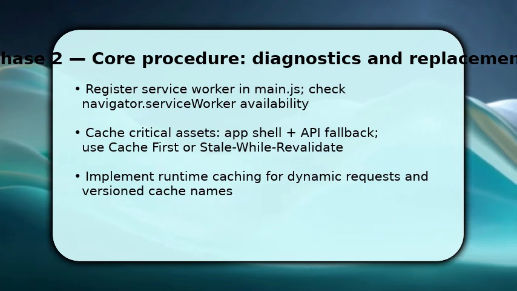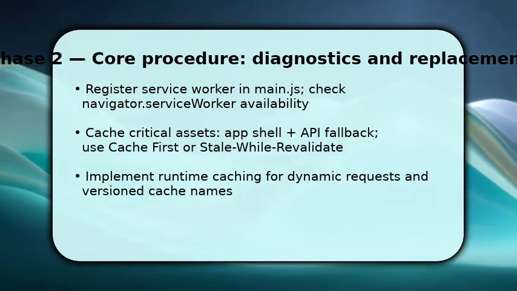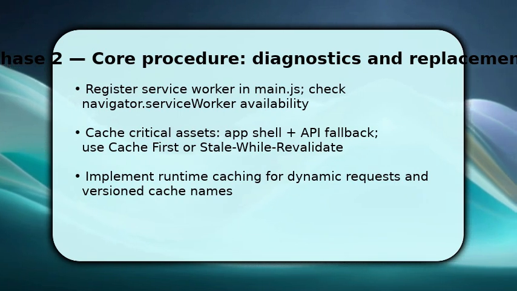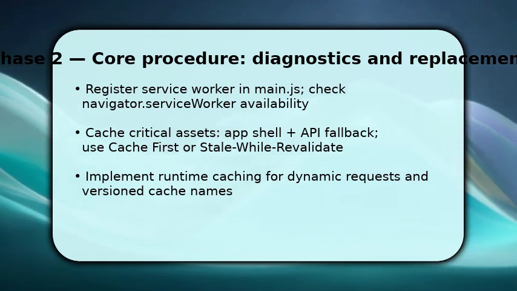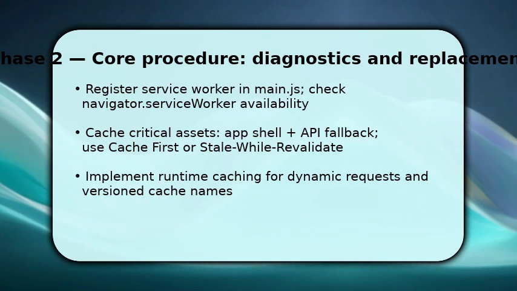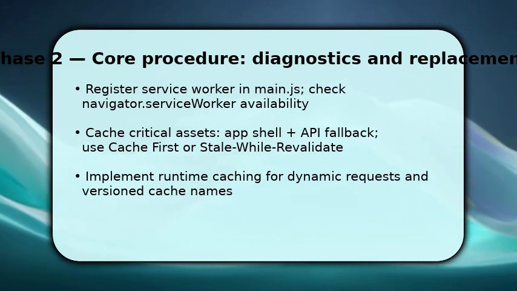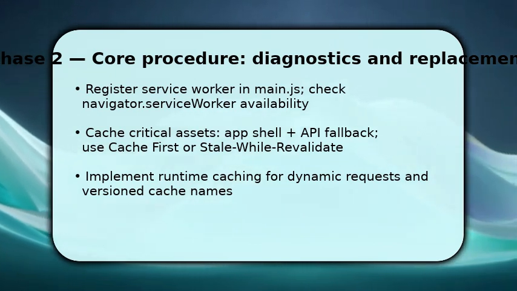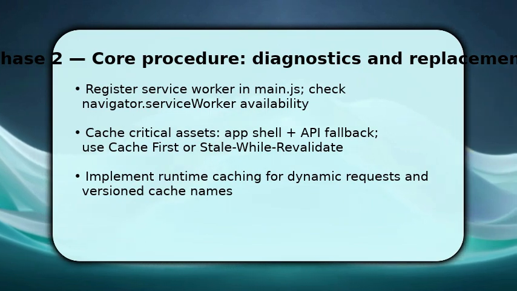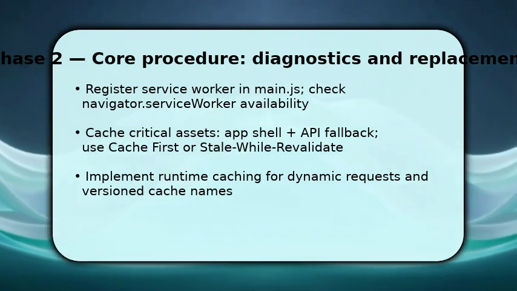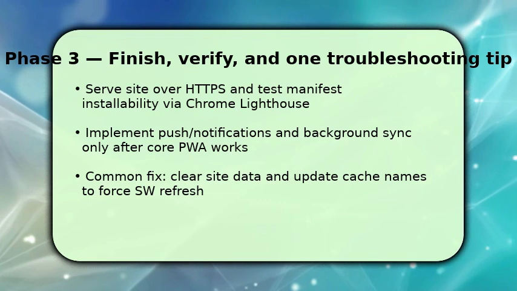Once installed, handle fetch events with a strategy: cache first for assets, network first for API calls, so offline works without stale data dominating. Make sure to test updates by incrementing cache version and triggering skipWaiting/clients.claim to control lifecycle.